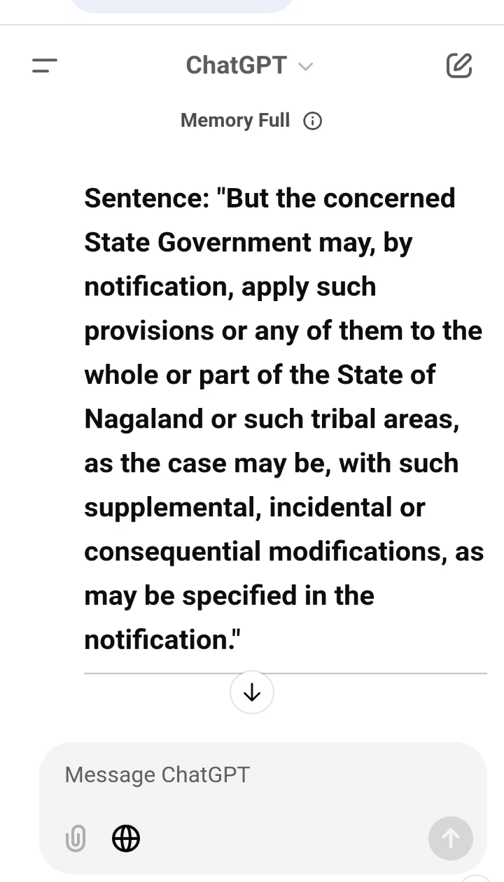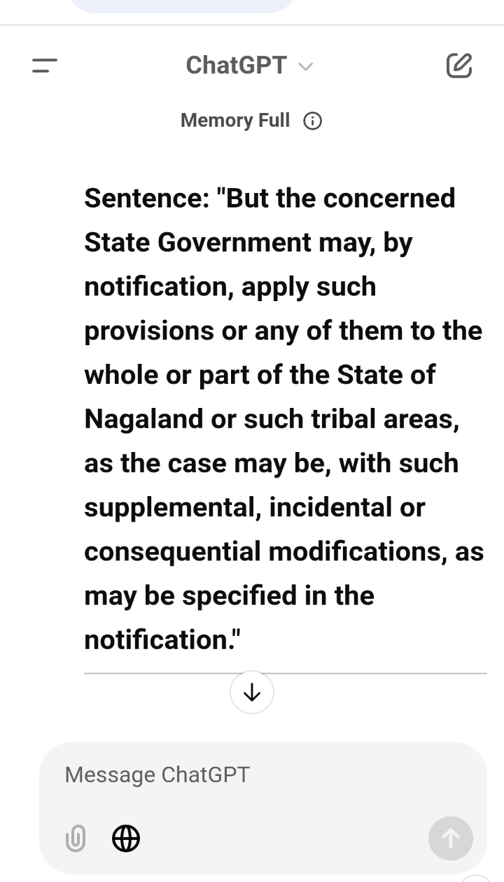Four: to the whole or part of the state of Nagaland or such tribal areas. The state government has two choices. One, it can make the rules work in the entire state or area. Two, it can make the rules work in only a small part. Example, if Nagaland's government thinks this law is important only in the city of Kohima, they can apply it just to Kohima. They don't have to make the law work in the entire state.